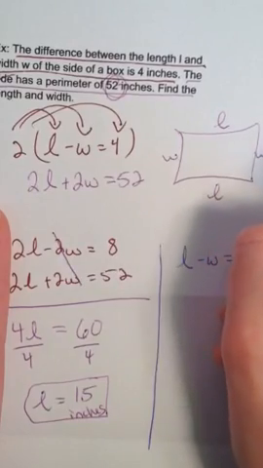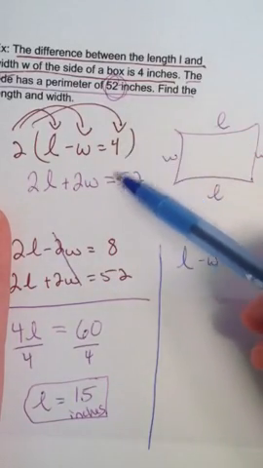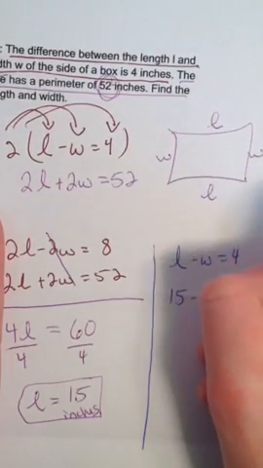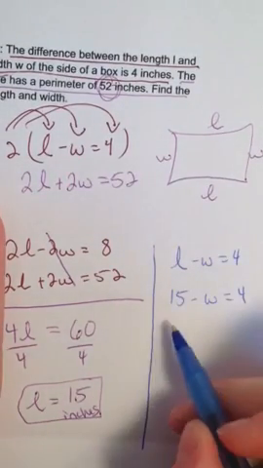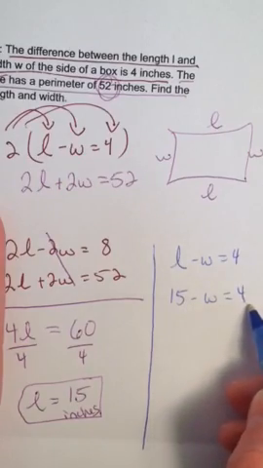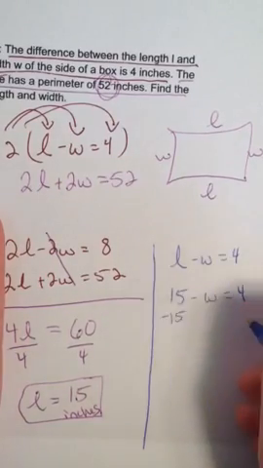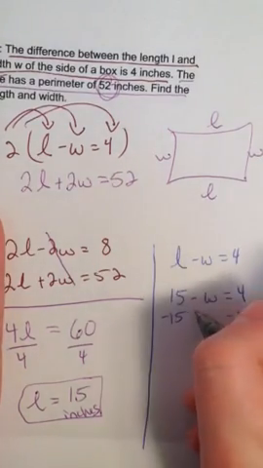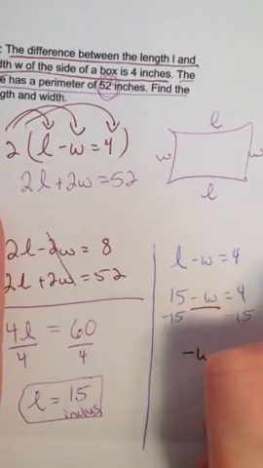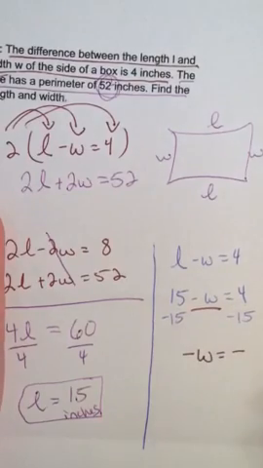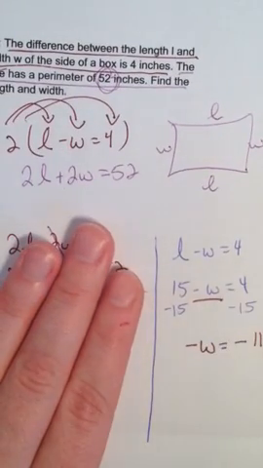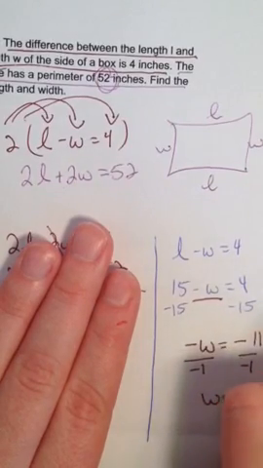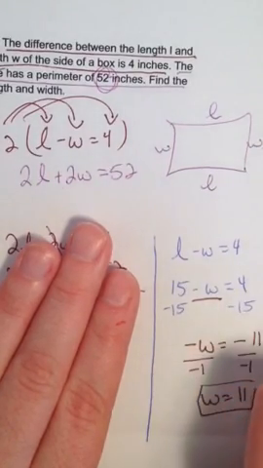So I have L minus W equals 4. Again, I just choose one of these top equations. So I have 15 minus W equals 4. So you can think 15 minus what gives me 4? Or subtract 15 from both sides. So this is where a lot of you made some errors. So negative W equals negative 11. So then I divide both sides by negative 1, so I get W equals a positive 11, okay?